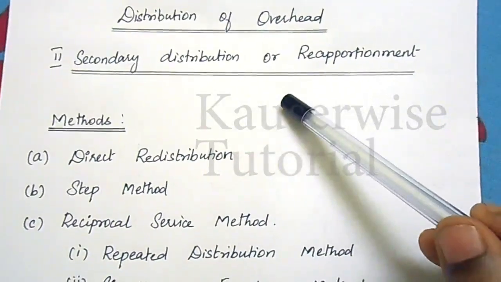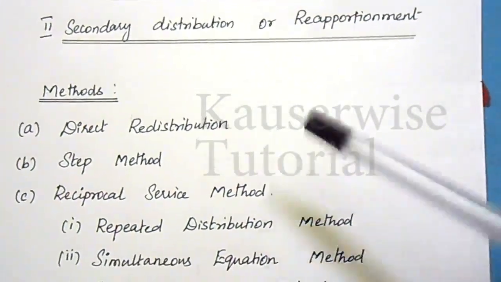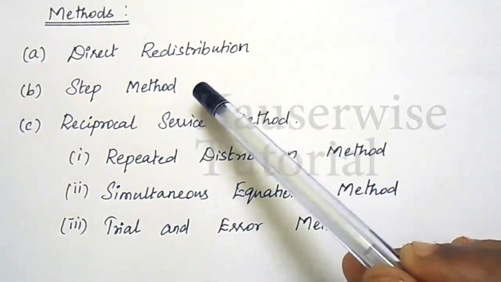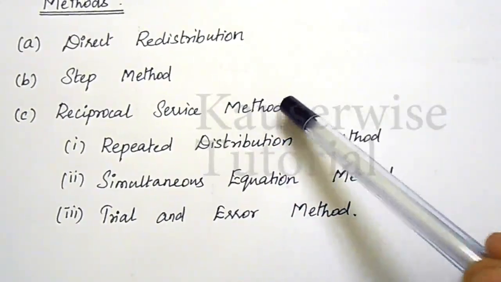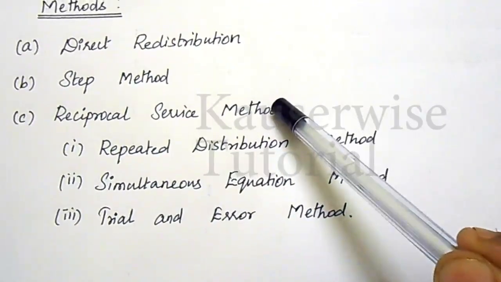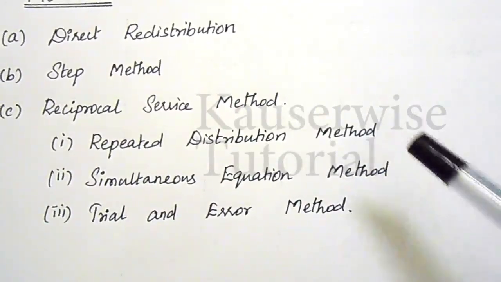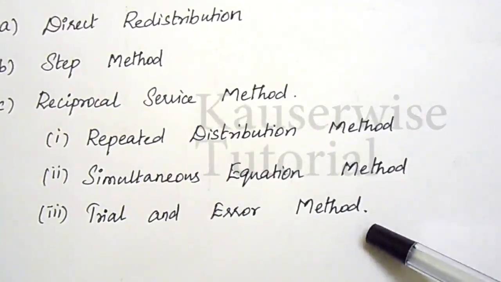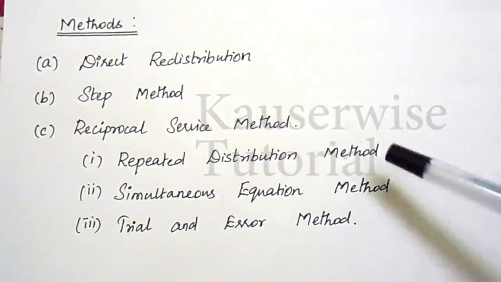In the secondary distribution or reapportionment, there are 5 different methods. The first one is direct redistribution, the second one is step method, and the third one is reciprocal service method. In the reciprocal service method, again we have 3 methods: repeated distribution method, simultaneous equation method, and the last one is trial and error method. We will see each and every method with the help of separate problems.